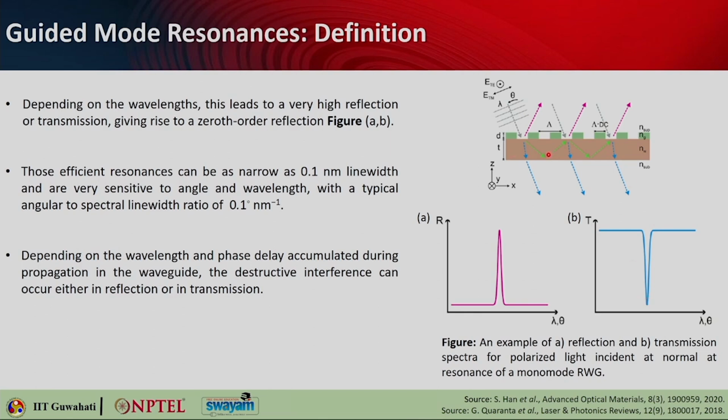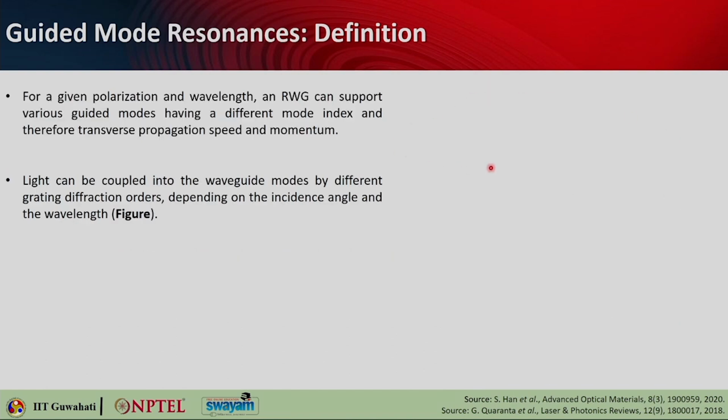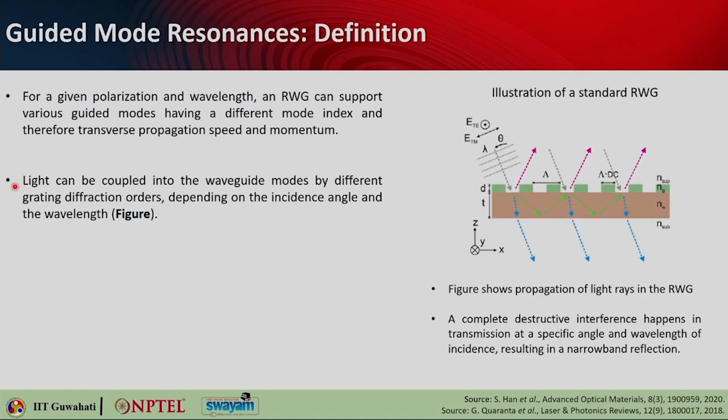So, you can actually design this particular phase delay, and that is accumulated along the propagation of the waveguide. So, the length of this device also plays an important role. Now, for a given polarization and wavelength, an RWG can support various guided modes, as you can understand, having different mode index and therefore transverse polarization, different transverse propagation speed and momentum. So, light can be coupled to the waveguide modes by different grating orders.